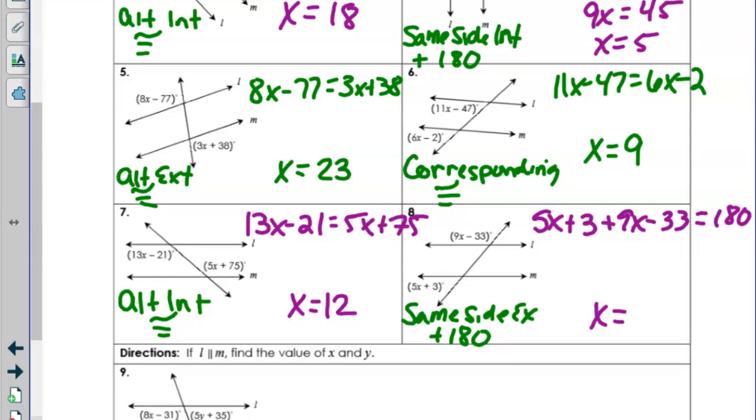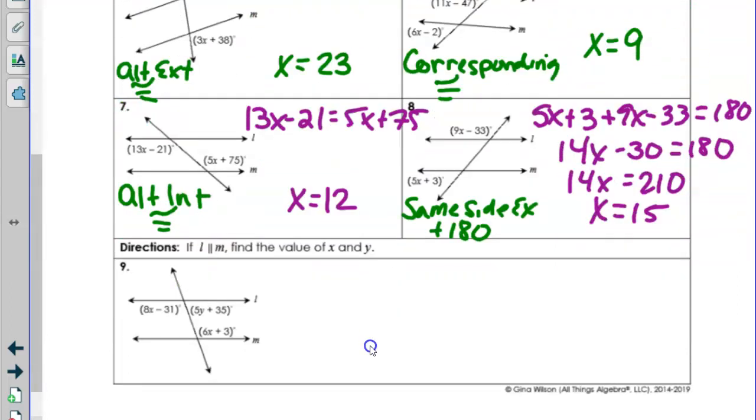So we had 5x and 9x would give us 14x. Positive 3 minus 30 would give us negative 30. So we're going to add 30 both sides. So we get 210. 210 divided by 14 is 15. Any questions on those? Yes, Keaton? Okay, if you think of it, just raise your hand again.